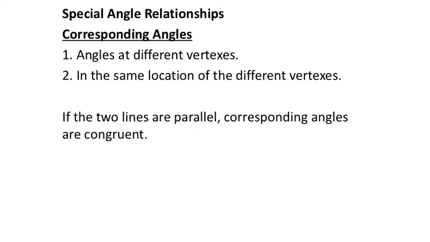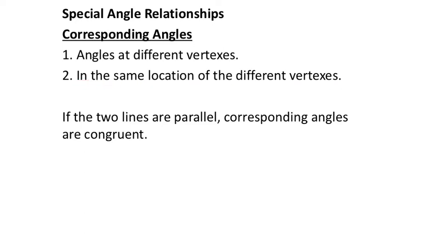All right, next up, and this is pretty much our final special angle relationship, especially when we look at parallel lines, is corresponding angles. So corresponding angles have to be at different vertices or vertexes, but they have to be in the same location of the different vertexes.